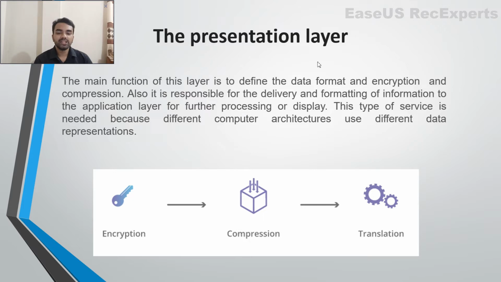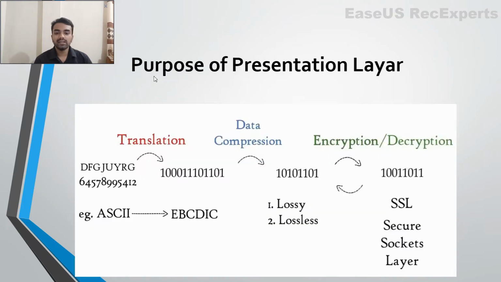The presentation layer. The main functions of the presentation layer are encryption, decryption and data compression. Data compression is very essential because it increases the transmission rate. So that is the purpose of the presentation layer.